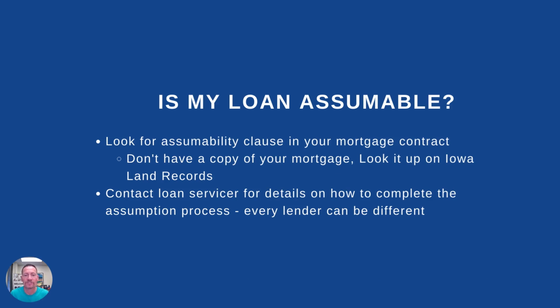First things first, we have to figure out, is my loan assumable? What you do is you're going to look at the mortgage contract. You're going to look for an assumability clause within that contract. Most people don't have any idea where their mortgage contract's at. It is filed with the county. You can pull it up on Iowa land records. You can go in there and look for that assumption contract or clause on there.